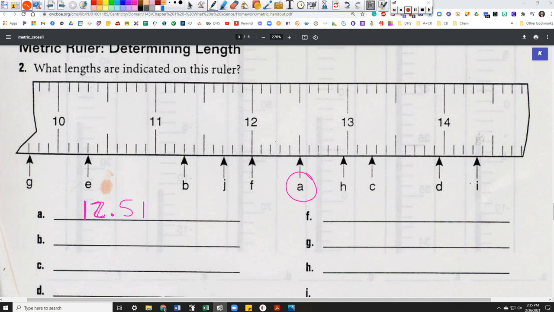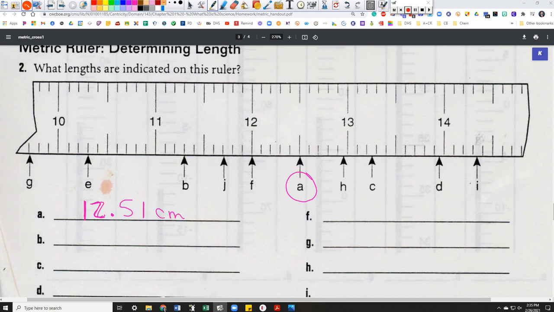Now, the last question is, we've got all of our precise measurements. We've got our guesstimate measurement. And the third thing and the final thing is always a unit. What unit would this be? Centimeters. Very good. Okay. All right, so that's A.